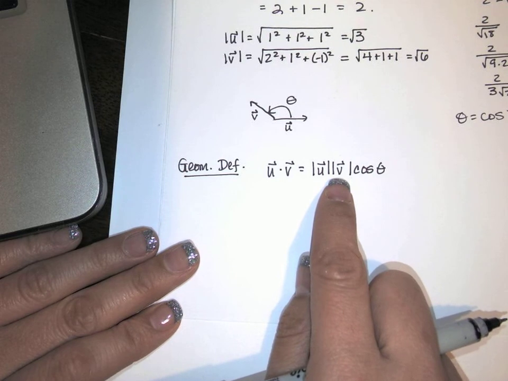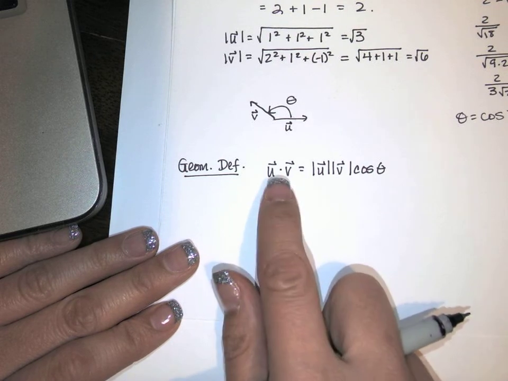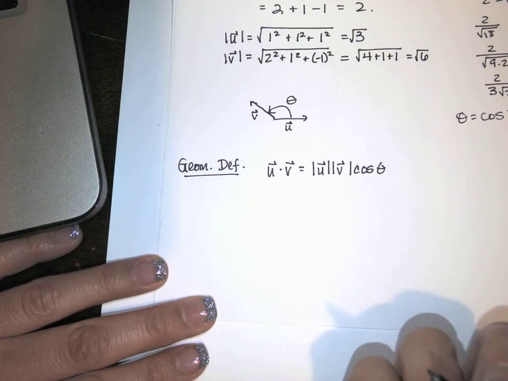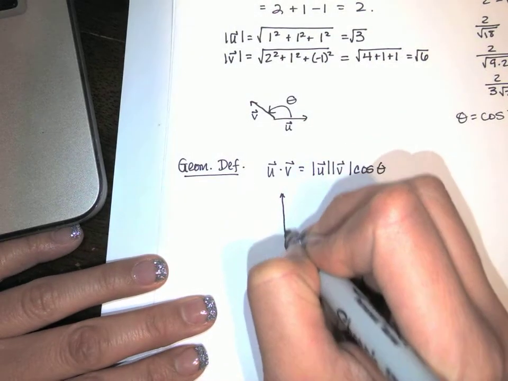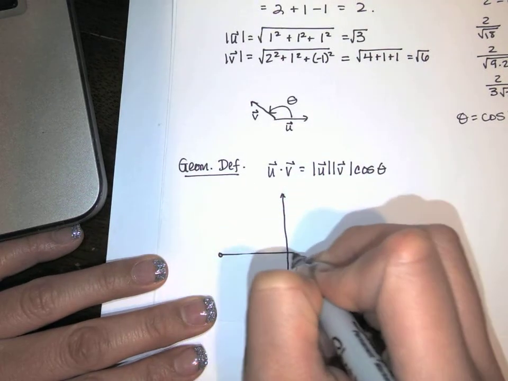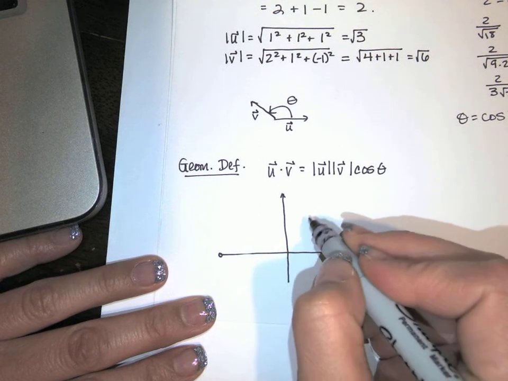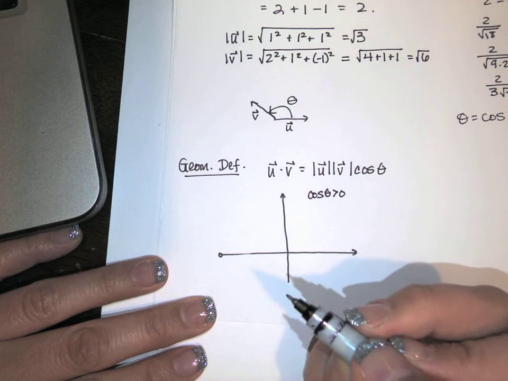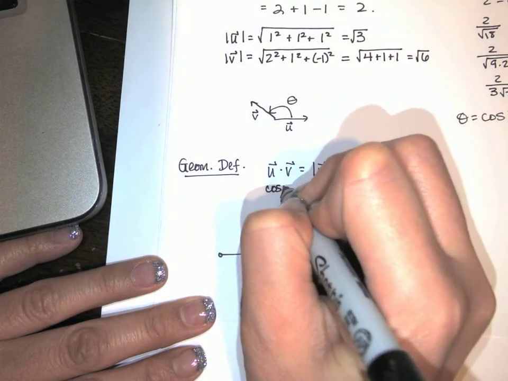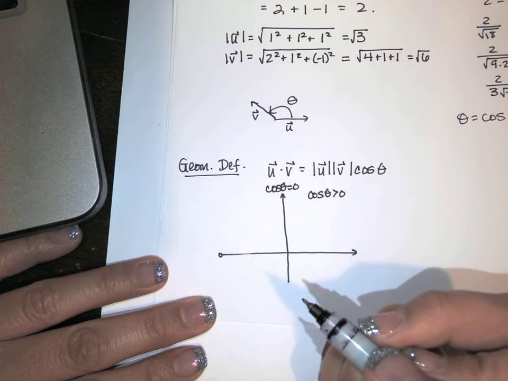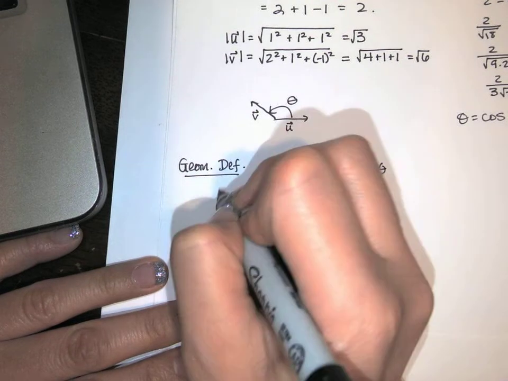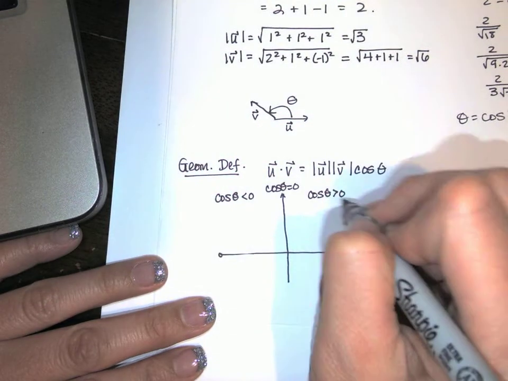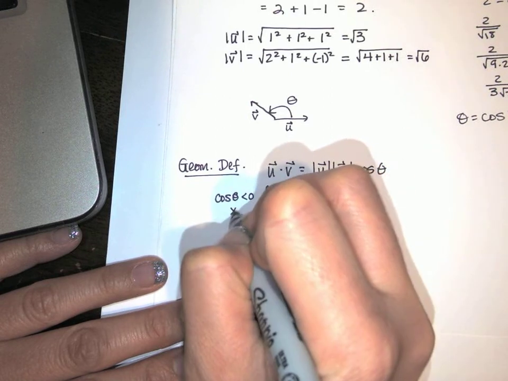So the sign, S-I-G-N, of the dot product is completely determined by cosine of theta. It's probably been a while since trig, but you'll remember, I hope, that cosine of theta is positive when x is positive. So it's going to be positive over here. Then cosine of theta is 0 on the y-axis, and then cosine of theta is negative over here. Remember, cosine is positive when x is positive, cosine is negative when x is negative.